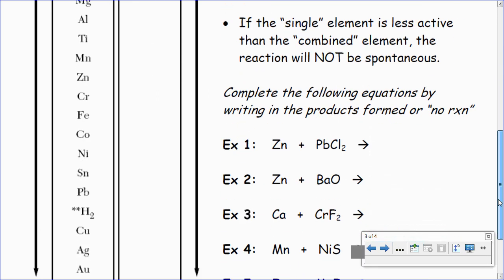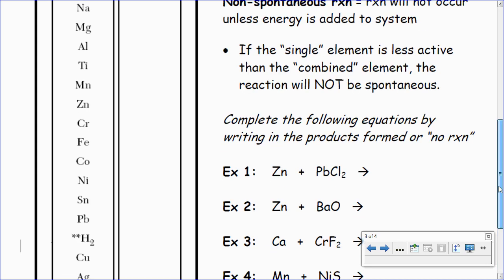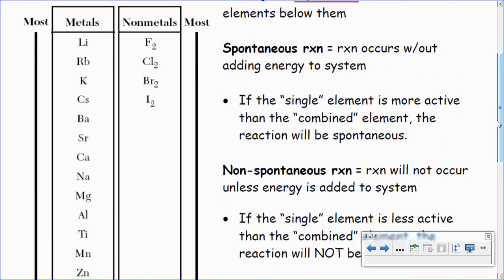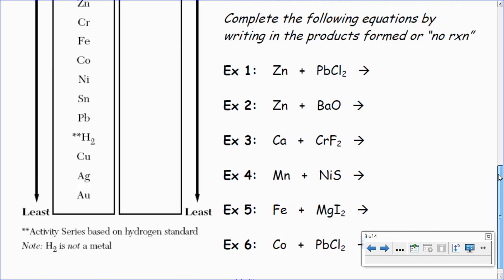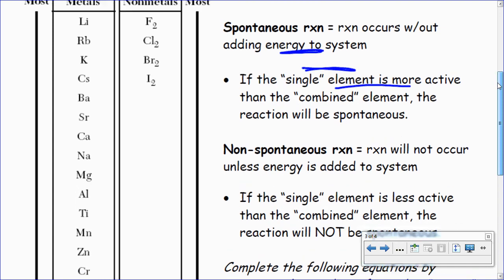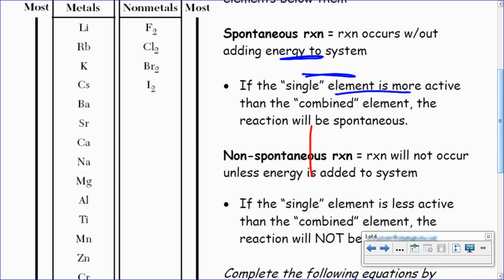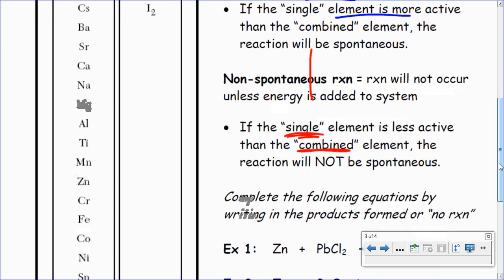So we're going to look at these charts. The single element versus the combined element is what we've got to do. We're going to compare the single to the combined. If the single is higher up than the combined one, the reaction is spontaneous. Now, the opposite: when we compare the single element to the combined element, I think I wiped this by accident. Oopsies. There we go. If the single element is lower than the combined element, then it will not be spontaneous. So that's what we've got to look at.